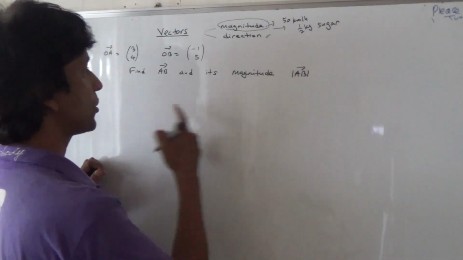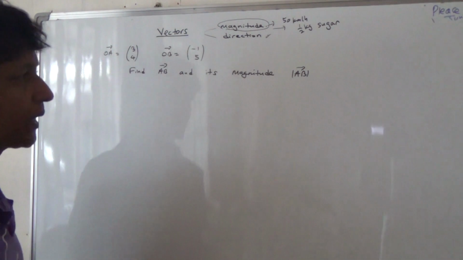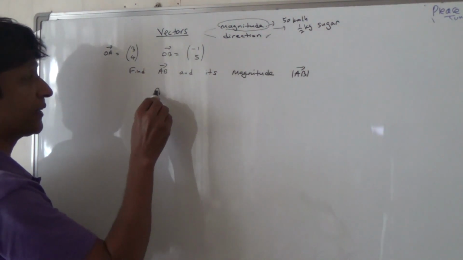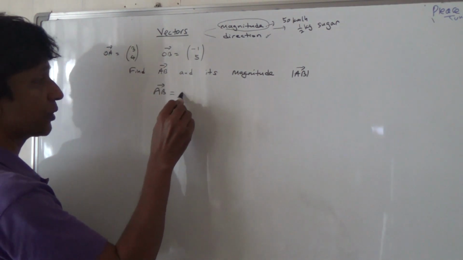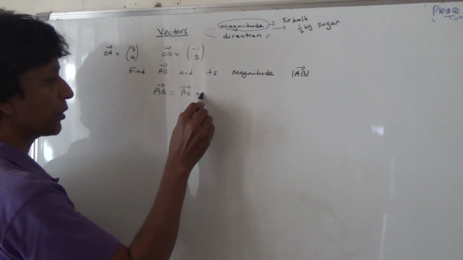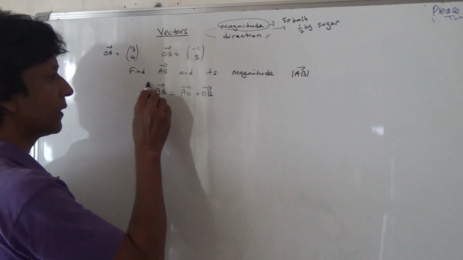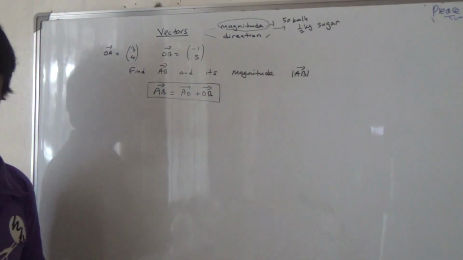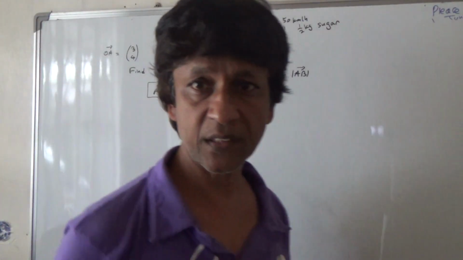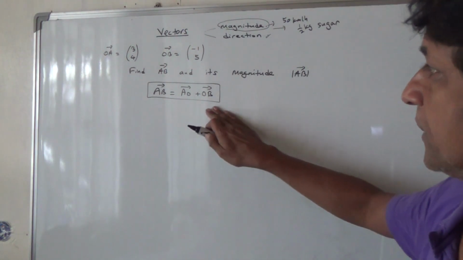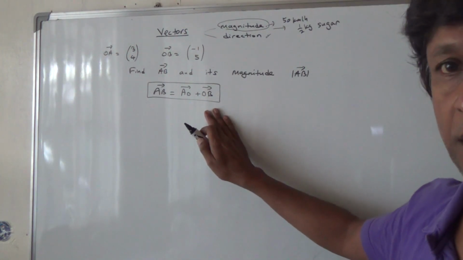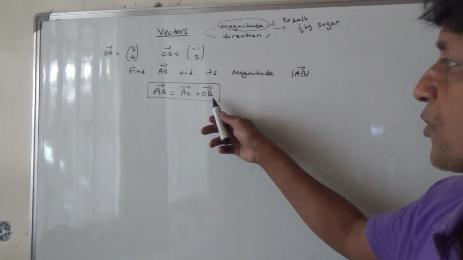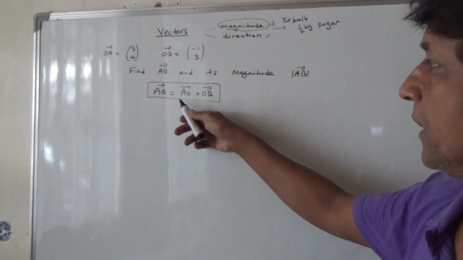The first thing I want to find out is the vector AB. Now we know by geometry of vectors that vector AB is equal to vector AO plus OB. It's going to be very helpful if you remember this in the exams. If there is an origin and you want to find the vector, you use the geometry of vectors. If A and B have the same origin, then AO plus OB is going to be equal to AB.